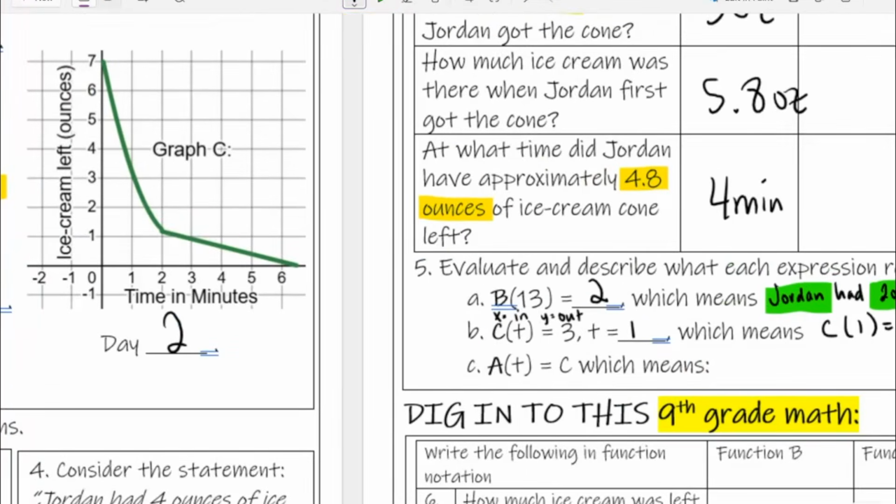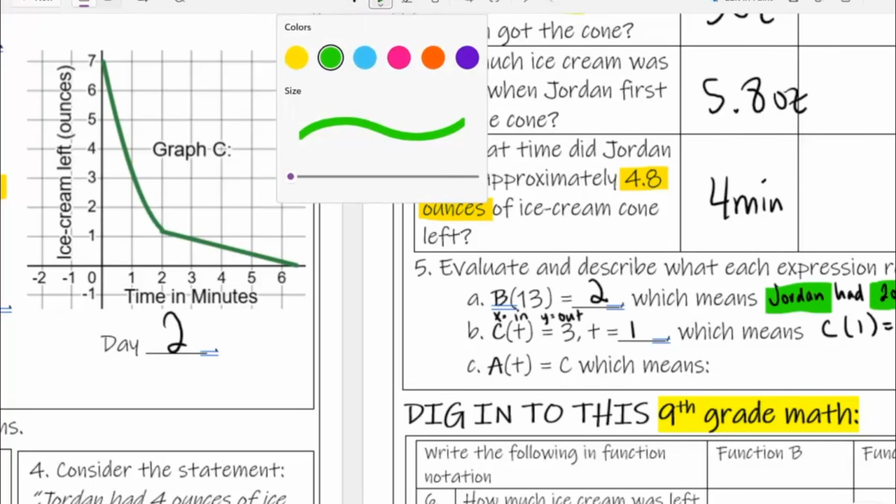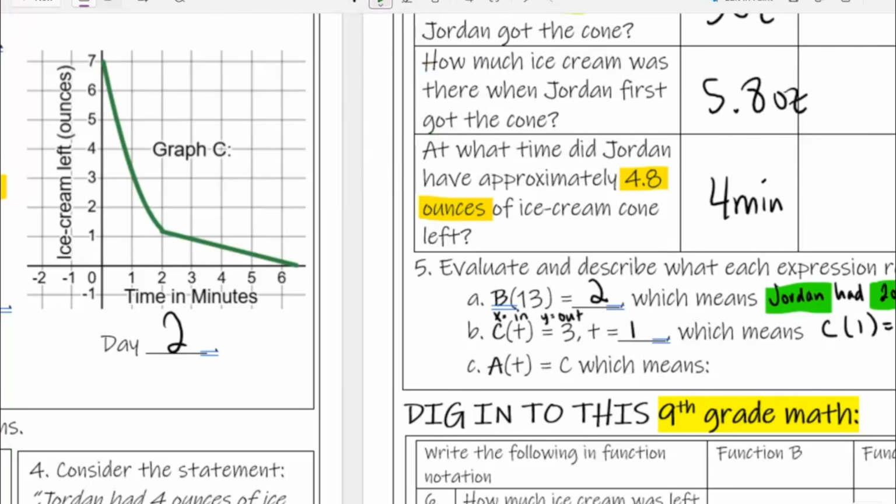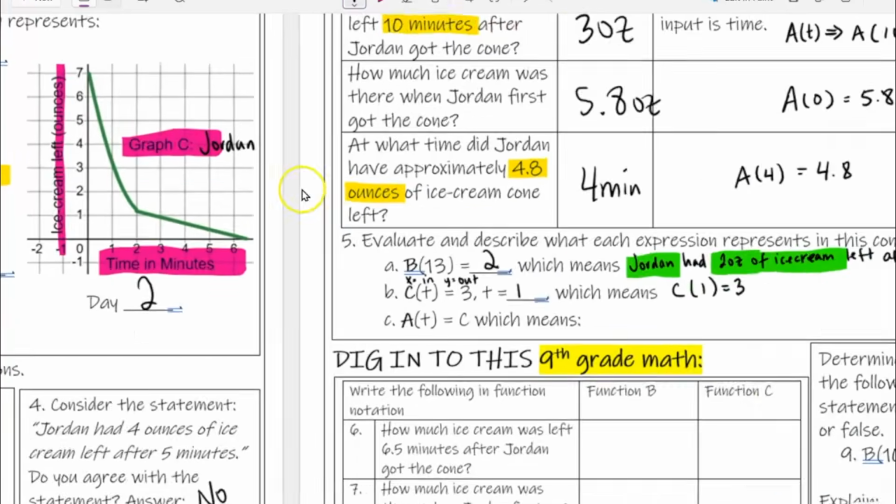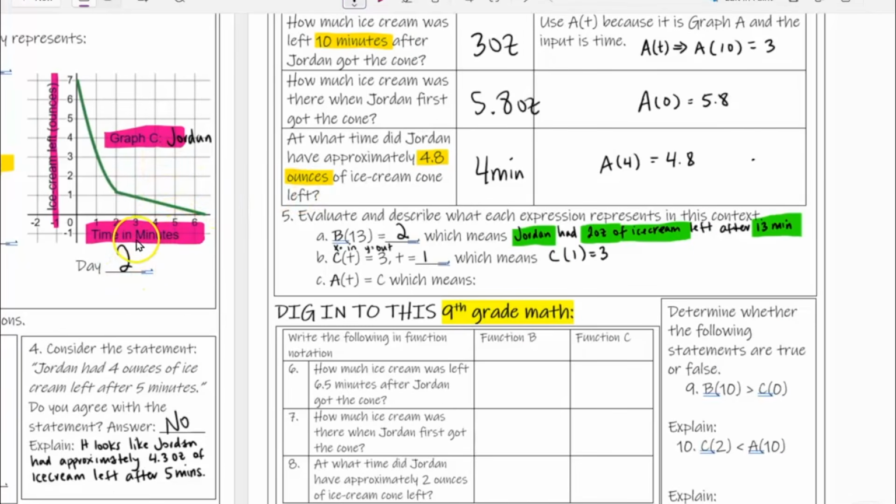Once again, I'm going to highlight it in a different color. I need the x-axis in the sentence, the y-axis in the sentence, and what's going on. Again, this is Jordan. I'm going to pick any order. This one says: after 1 minute, there were 3 ounces left in Jordan's ice cream. Jordan had 3 ounces of ice cream left after 1 minute.